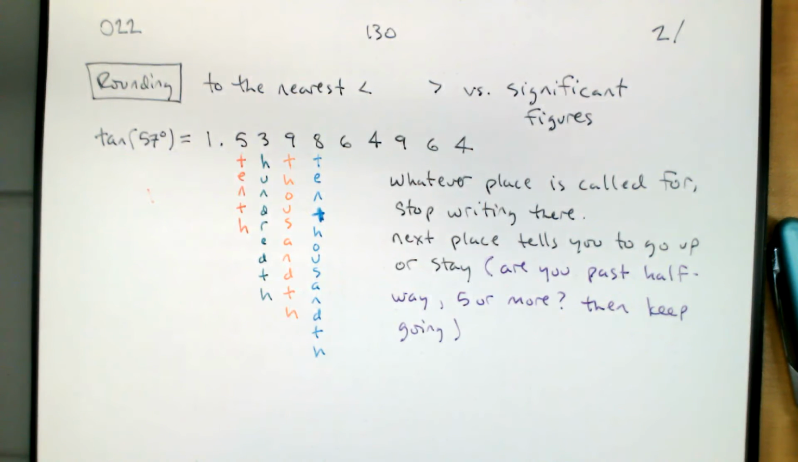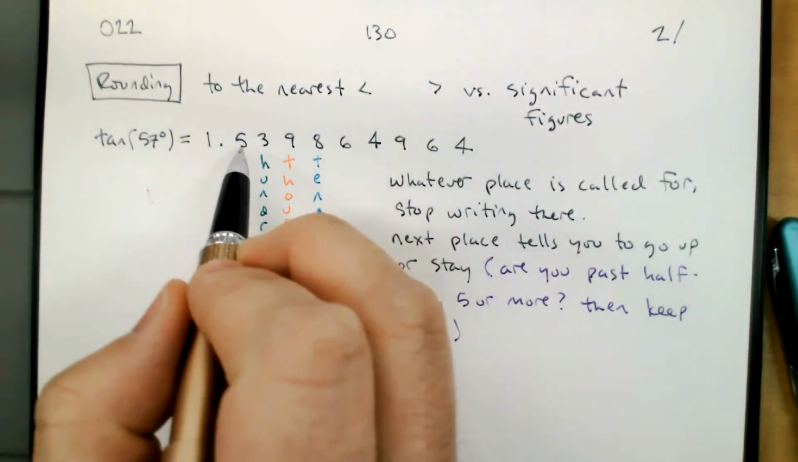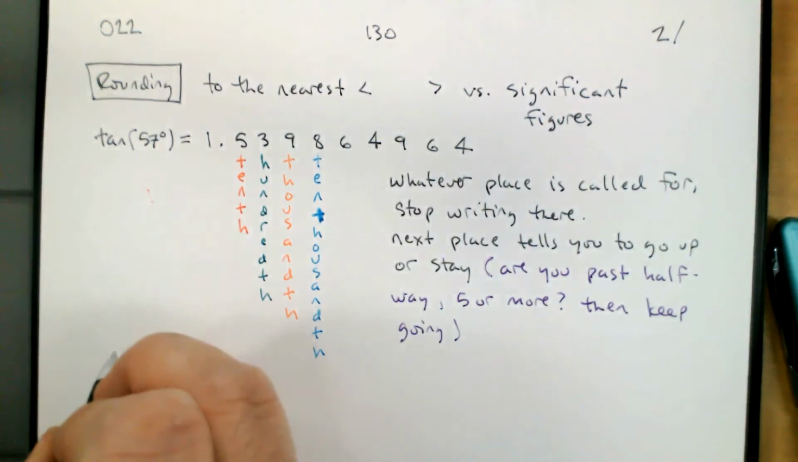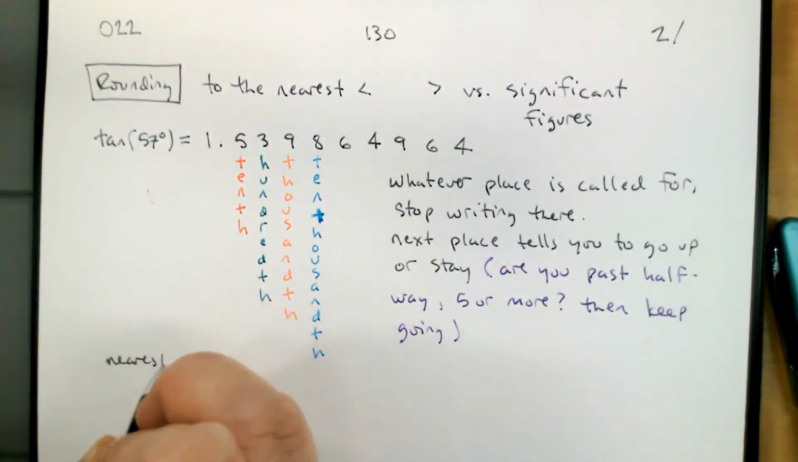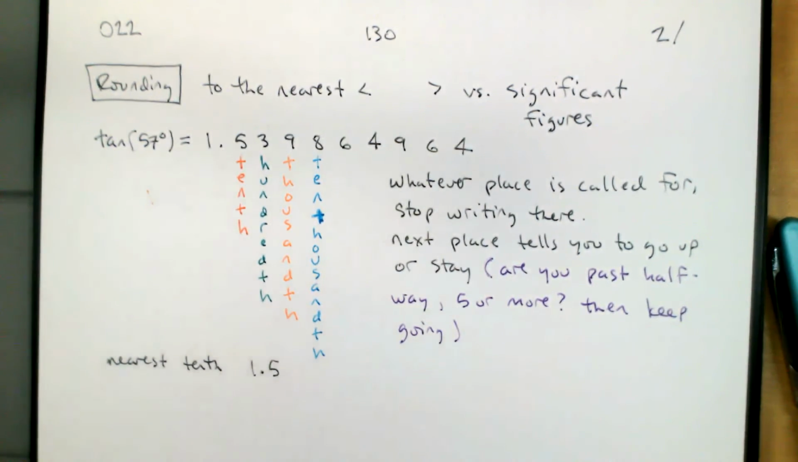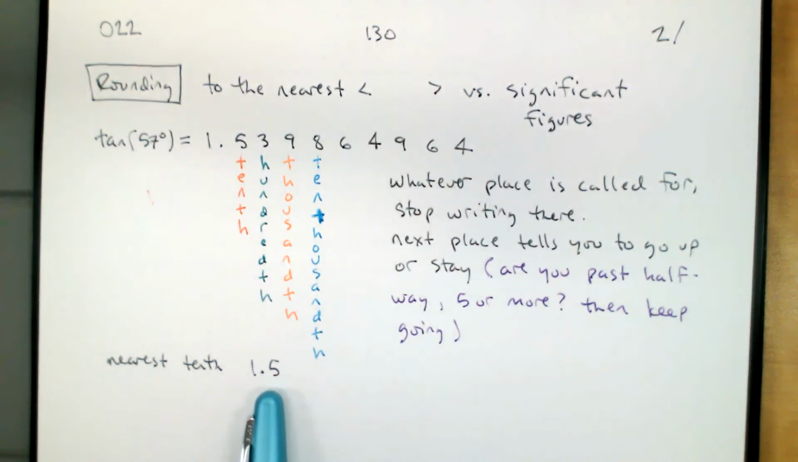So if I want to round this number, tangent of 57 degrees, to the nearest tenth, the tenth spot is the 5. So I'd write 1.5. 3 is less than 5. We have not reached halfway, so we just go back to the previous tenth. We stop at 1.5. The next place after the 5 is a 3, and 3 says stay at 5.